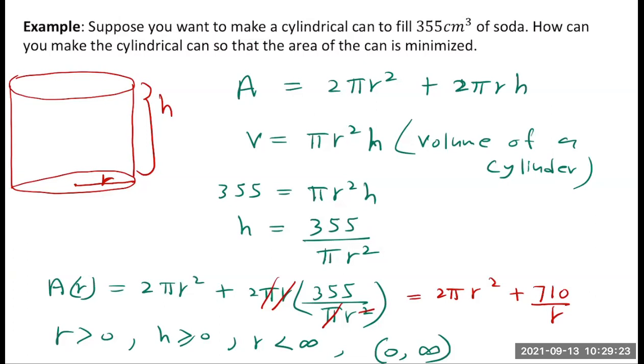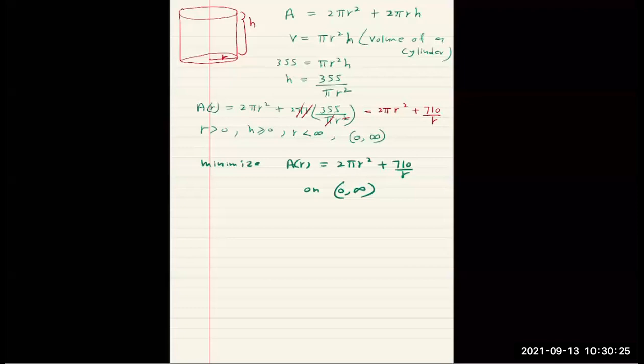All right, now let me write my problem again. Here is my mathematical problem. I want to minimize the area A of r given by this function on the interval 0, infinity. 0 is excluded. This is an open endpoint. All right, now to minimize this, what do we do? We find critical points of A of r.